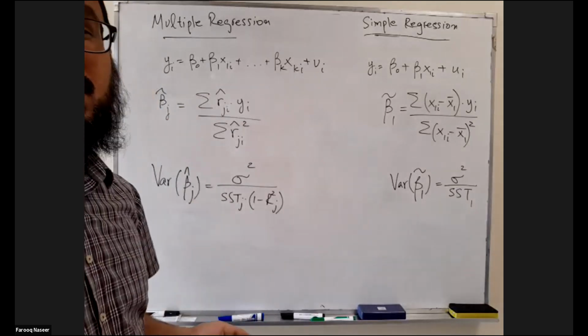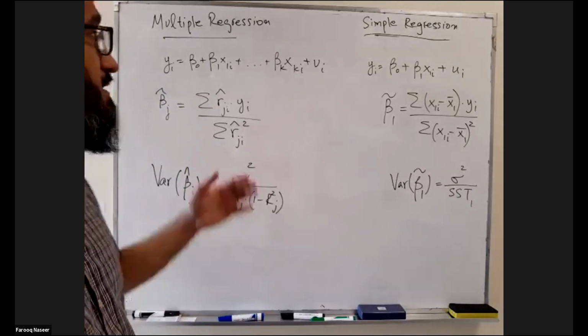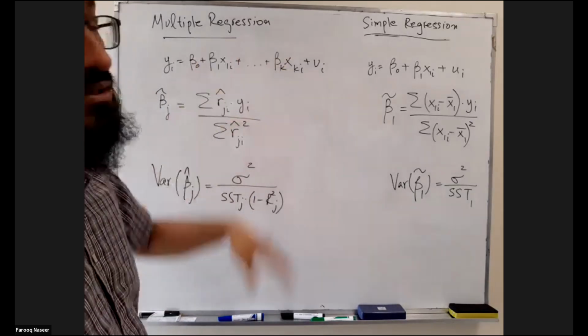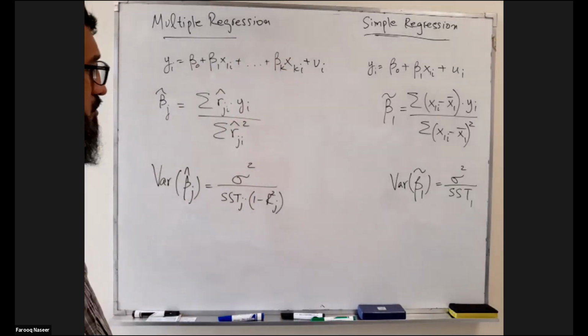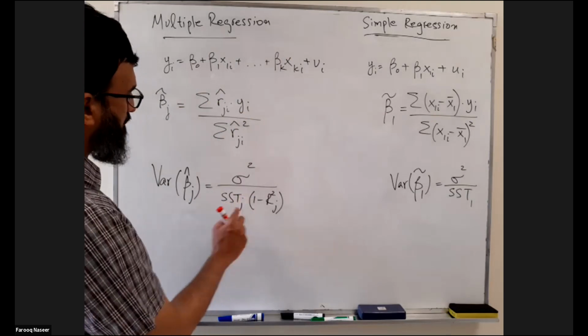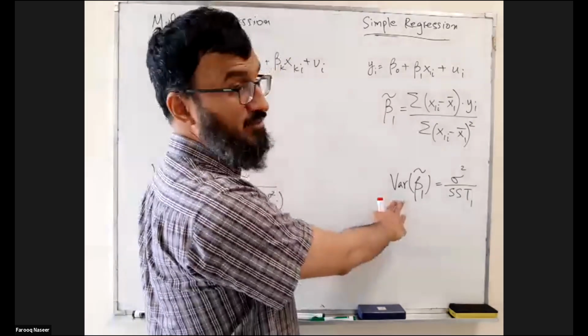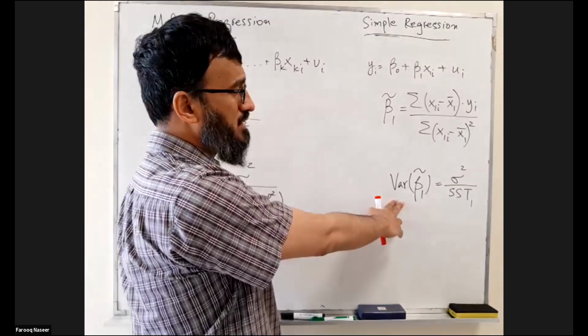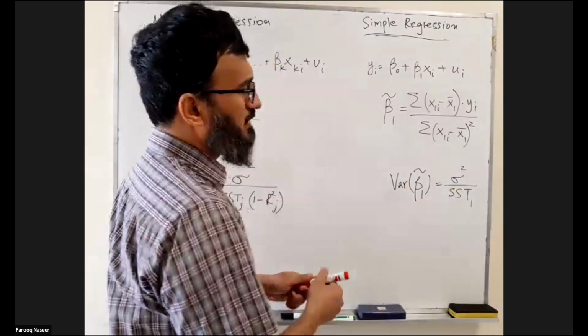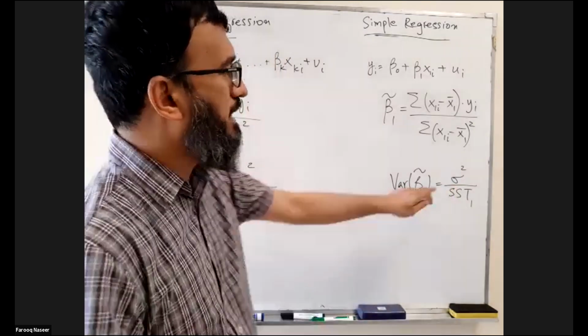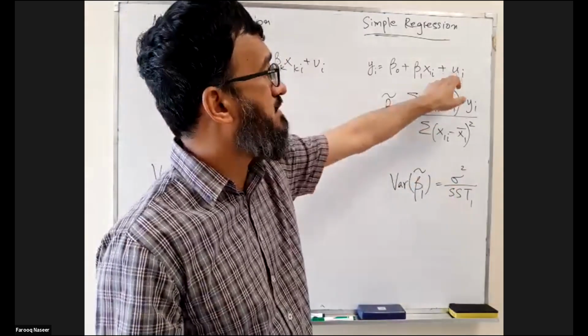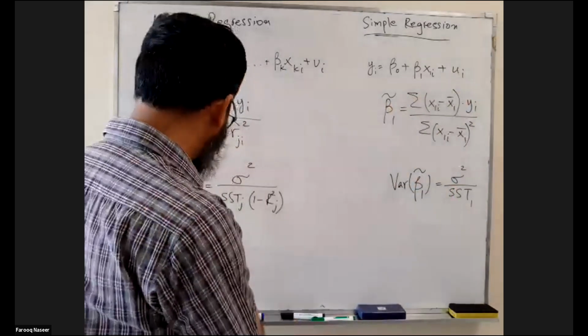But will the variances also be different? How will you calculate the variance when you have more than one x variable in your regression? So yes, the variance formula will also change. Here's the variance formula that we derived previously for the simple regression. In the numerator, sigma square is just the variance of the error term in my regression.